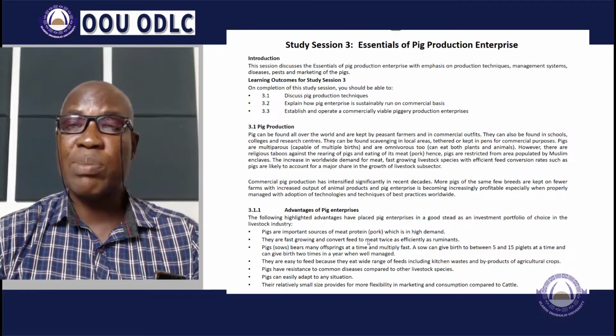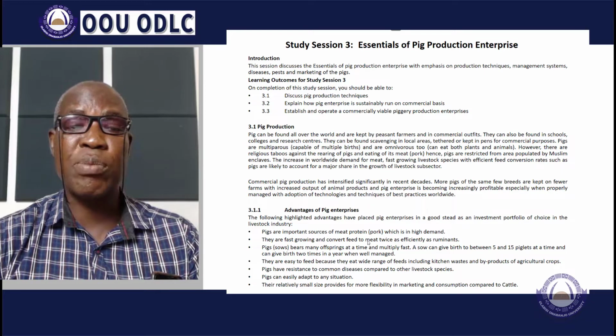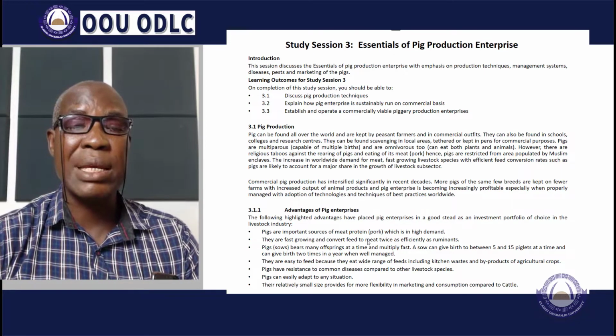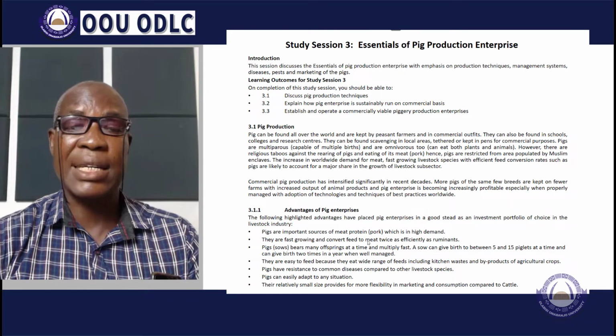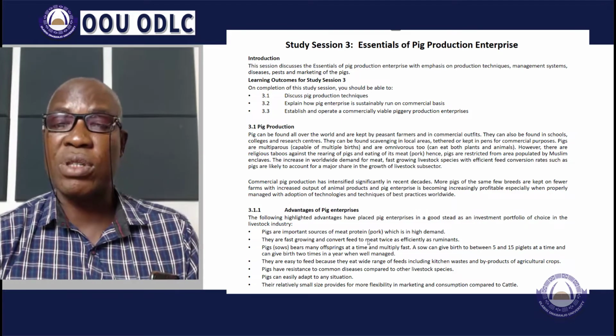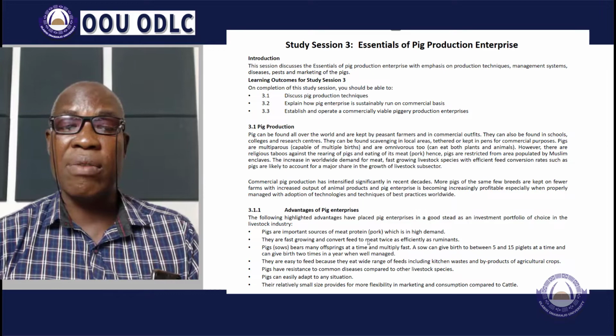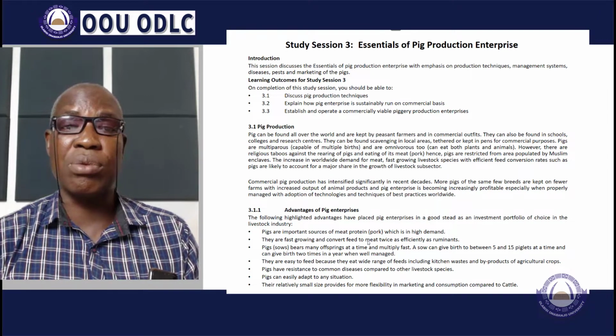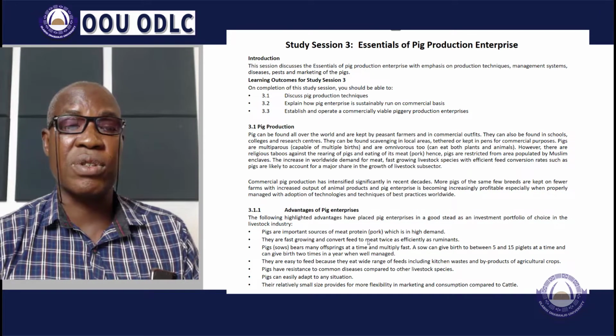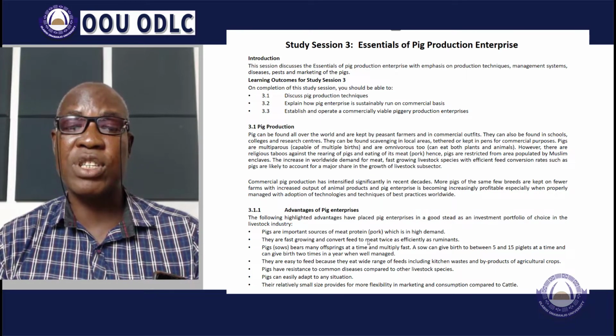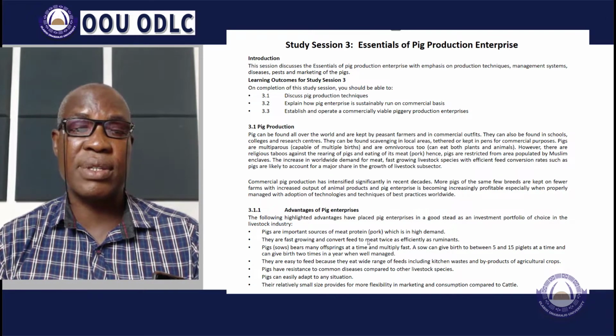Pigs are multiparous, that is, they are capable of giving birth to many offspring at a time, and they are omnivorous, that is, they can eat both plants and animals. However, there is a major taboo against rearing of pigs and eating of its meat, especially in Muslim enclaves.